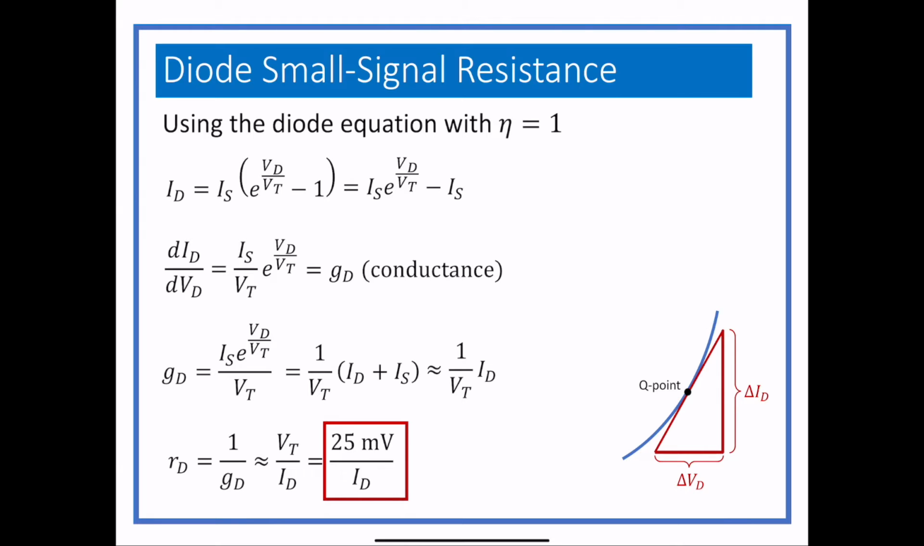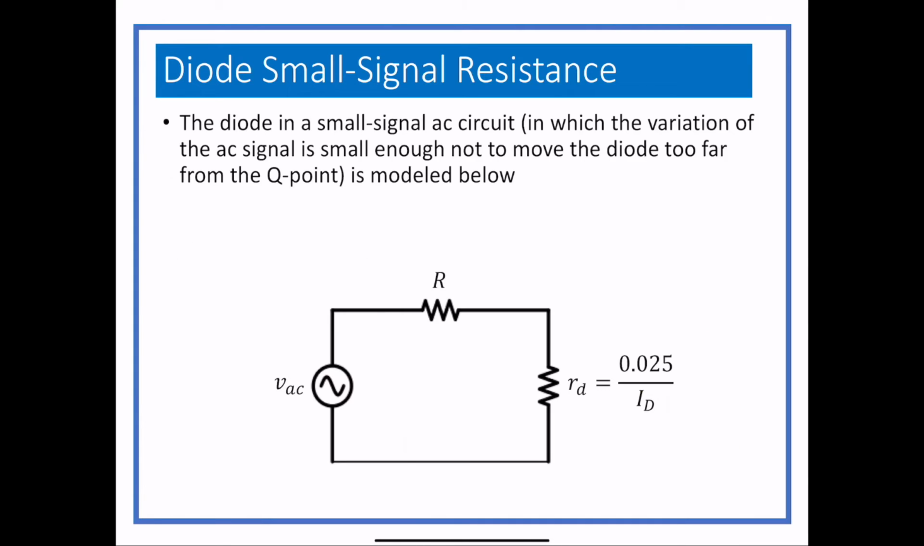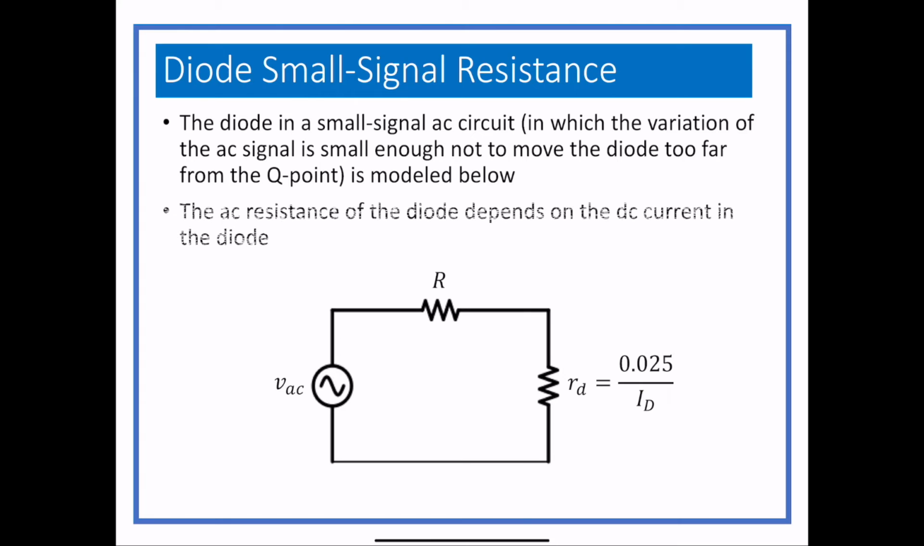And we use 25 millivolts to assume that we're at room temperature, which means that in this case, you're finding the AC resistance using the DC circuit value. The DC current is what determines the AC resistance. It's probably the only time that you will be dealing with an AC value that comes from a DC value. So what we can do then in a small signal circuit is we can replace the diode with its small signal resistance. And because of the way the circuit is designed, the DC current will determine what that value will be.